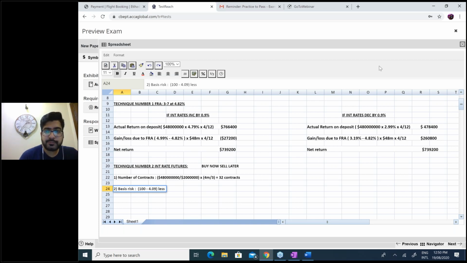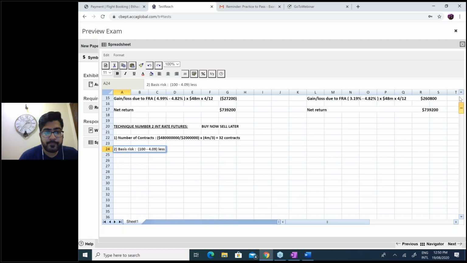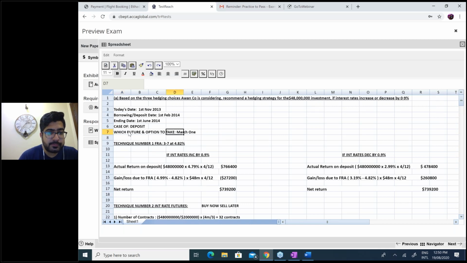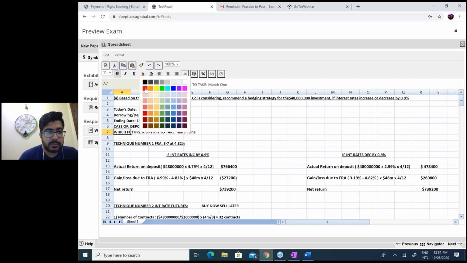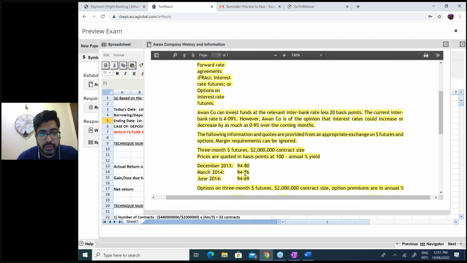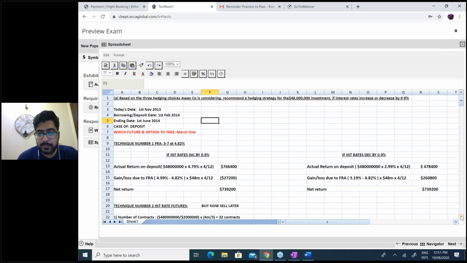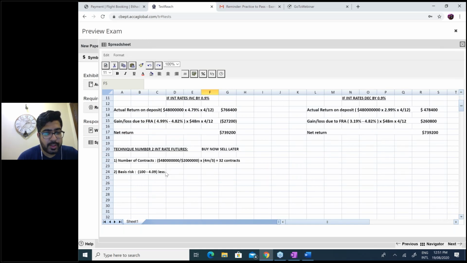Which future did you take? You said here that we will take March. See, which future to take? March, so take the March future. The price of March future is 94.76. So spot, which is always 100, minus LIBOR 4.09 interbank rate, less futures price, 94.76, the March future. This is basis.